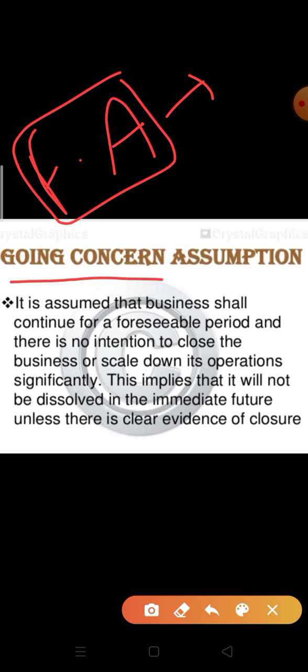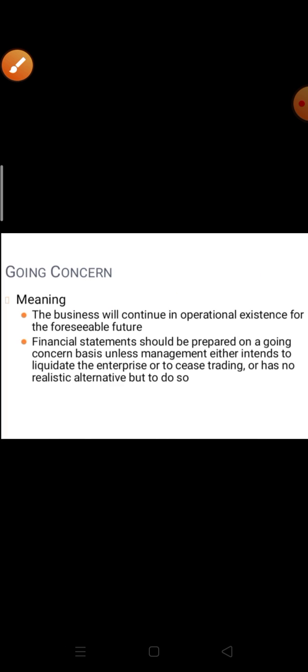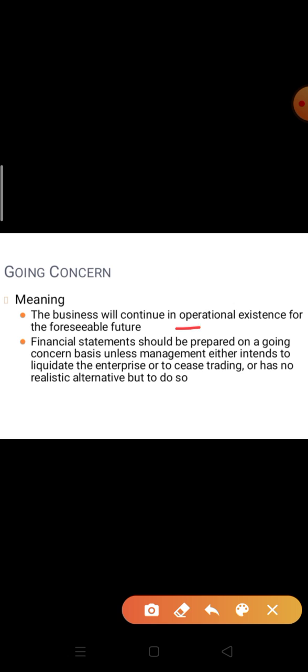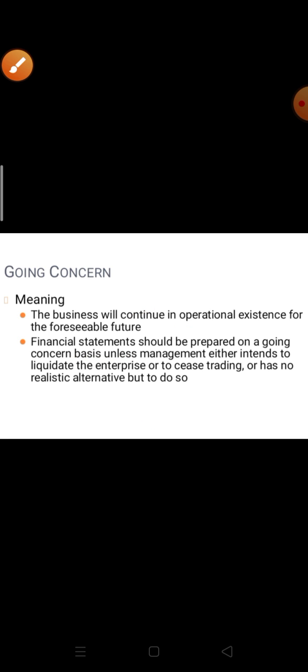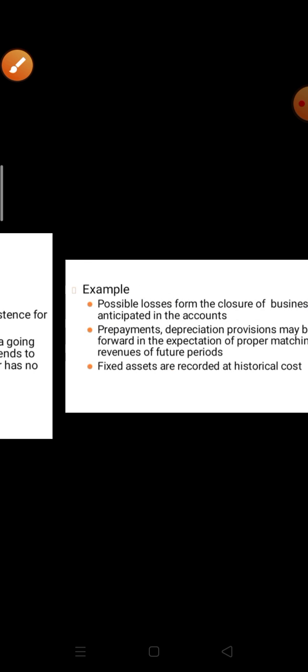That's why it is an assumption. We assume that our company will continue for a foreseeable period. The business will continue in operational existence for the foreseeable future. Financial statements should be prepared on a going concern basis unless management either intends to liquidate the enterprise or to cease trading, or has no realistic alternative but to do so.